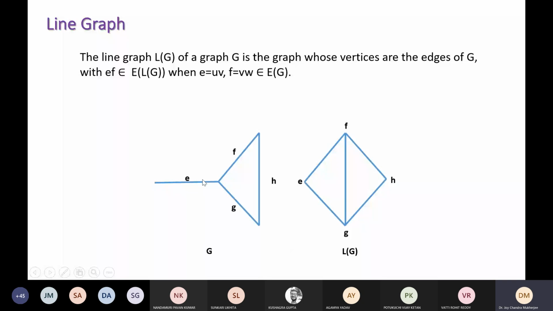Now E and F, these two edges are adjacent. So between E and F, there is an edge. EG, there is an edge. FG, they are adjacent, so between FG there is an edge, between FH there is an edge, and between HG there is an edge. So the line graph LG of a graph G is the graph whose vertices are the edges of G, like F, E, G, H. These are the edges of G. They are vertices here.